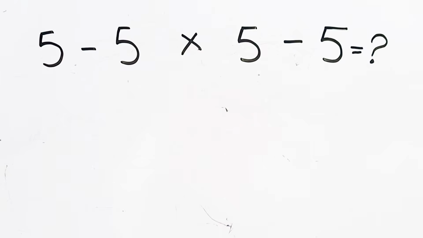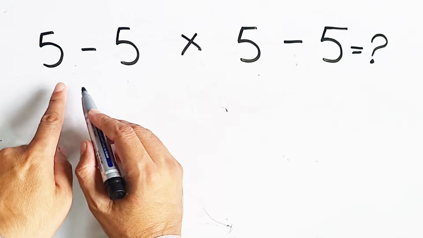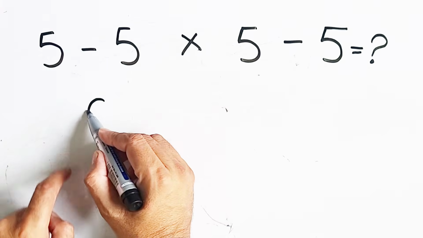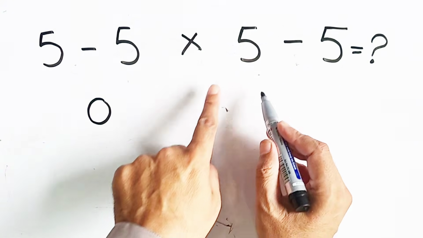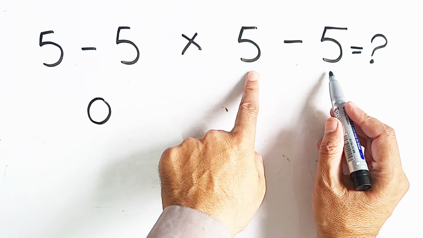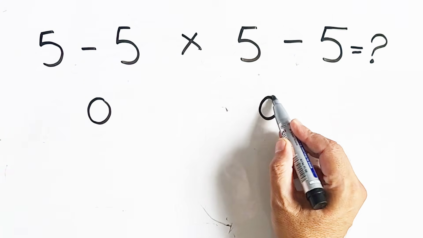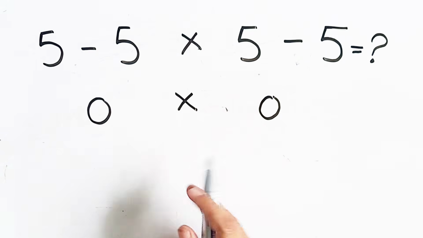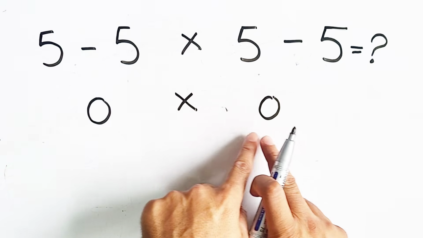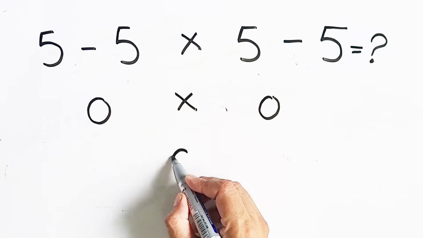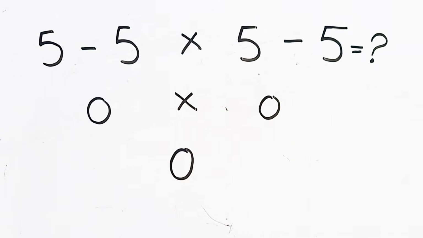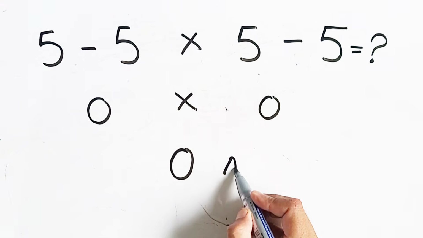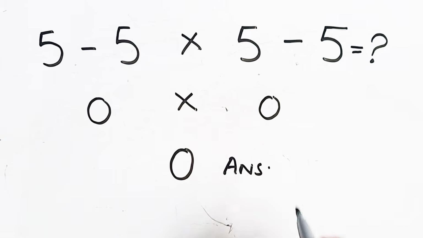Let us handle this question. 5 minus 5 is 0. Do you agree? Again, here is 5 minus 5, we will get 0. Here is multiplication, so we will multiply 0 and 0, so our answer will be equal to 0. It means 0 will be our answer.